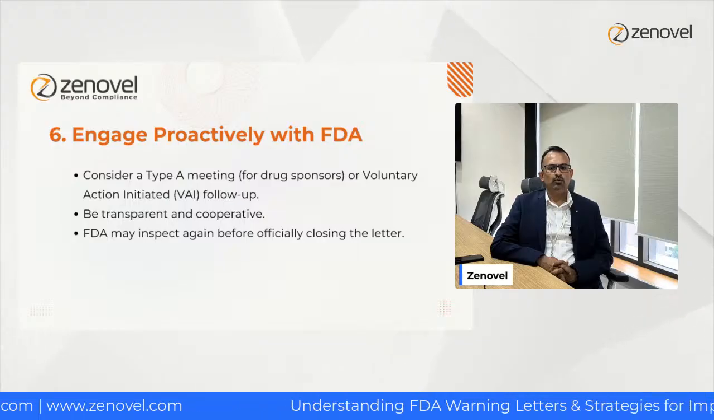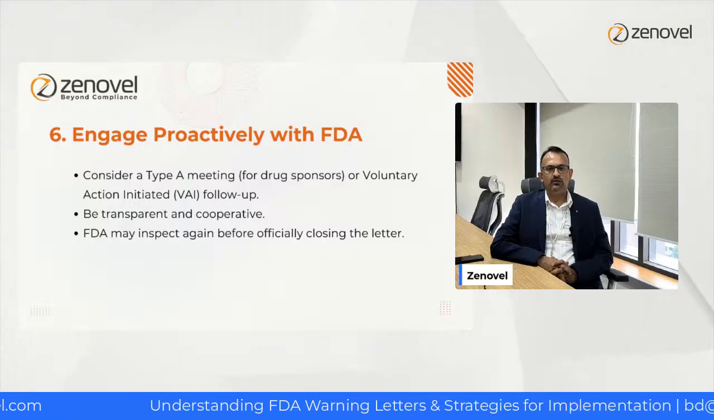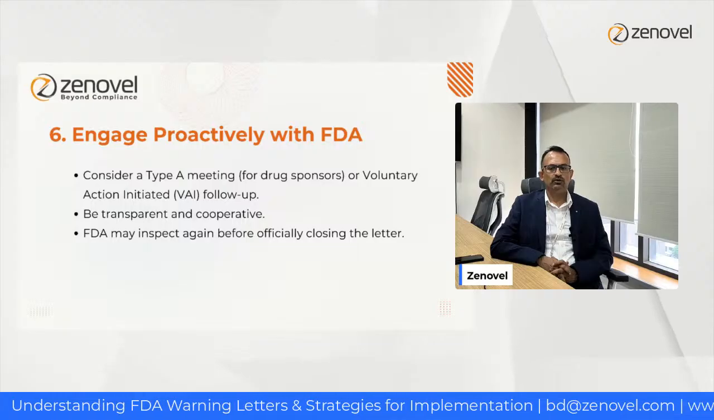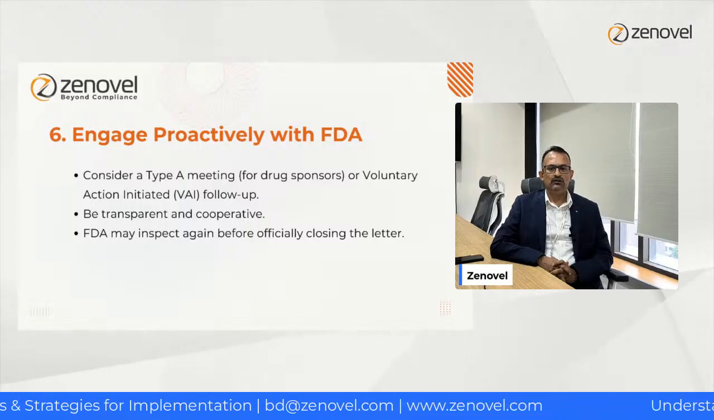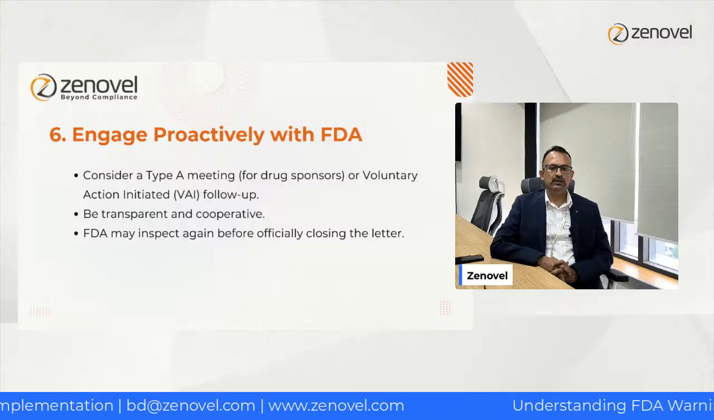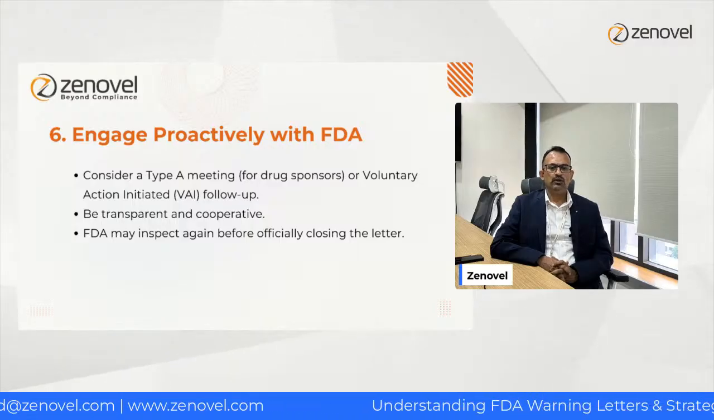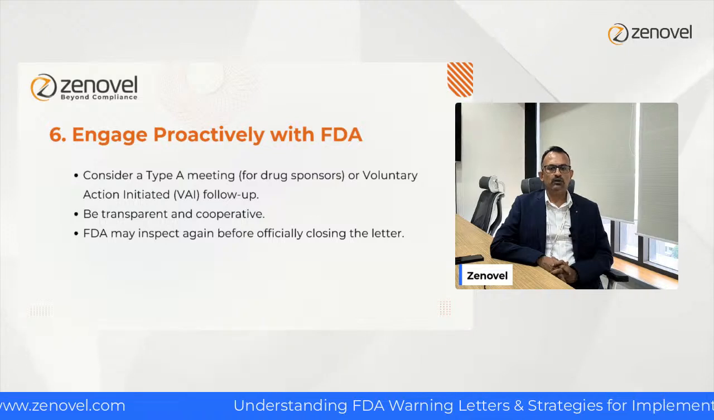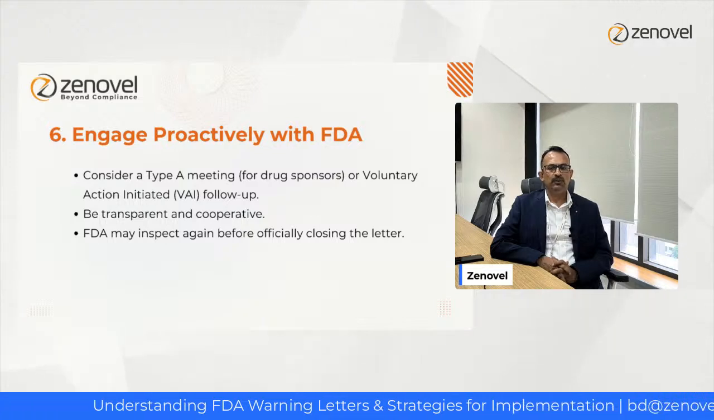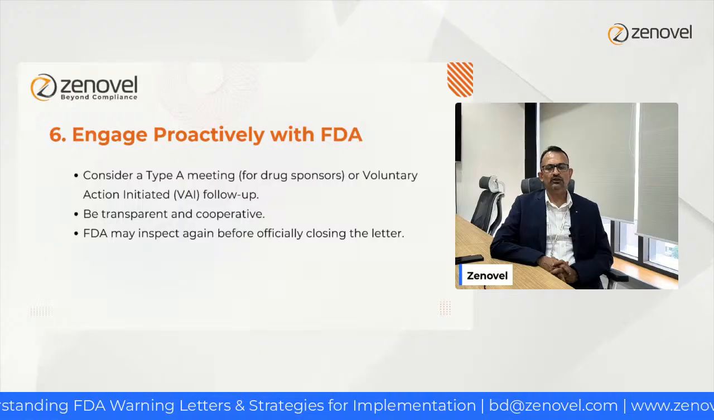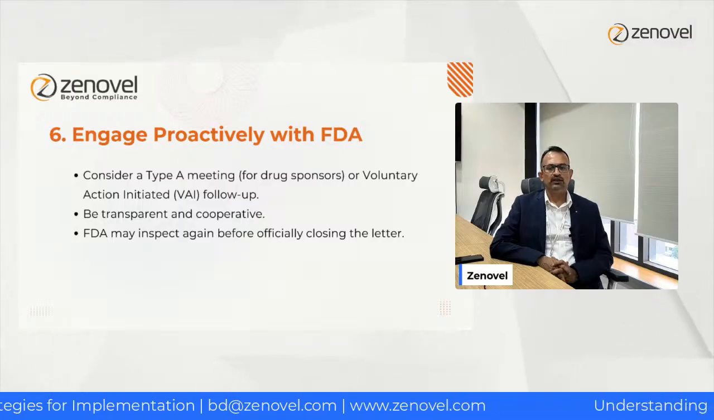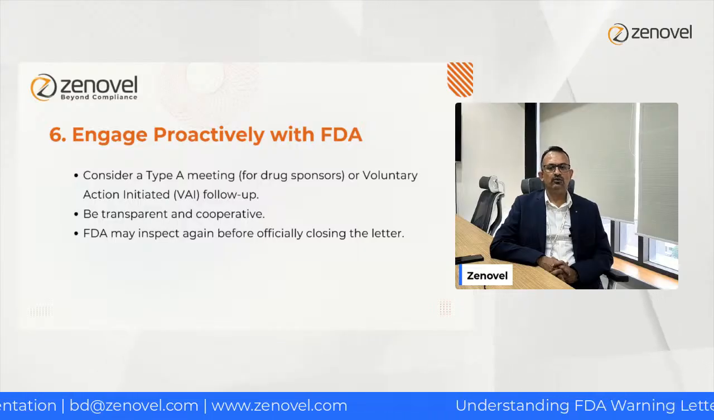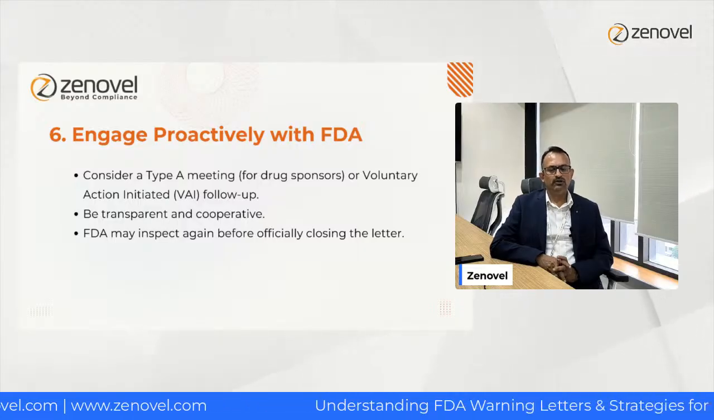Then engage proactively with the FDA. There is an option of a Type A meeting with the FDA or a voluntary action indicated follow-up with the FDA. And for that, we have to be transparent and cooperative. The FDA may inspect again before officially closing the letter. So our CAPA should be an actual CAPA, so we can justify it during the next audit.